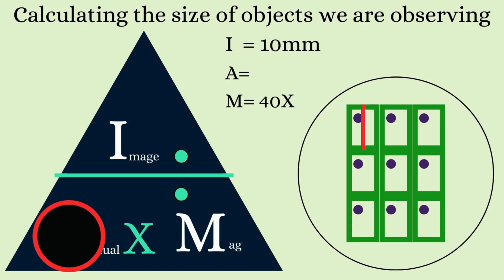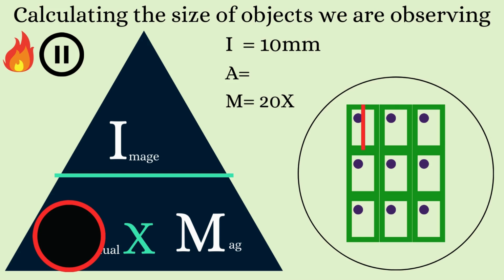Covering up what I want to find out now reveals the equation I can use. When using triangles like this, we work from the top down, and the middle line is a division. So in this case, I would do image divided by magnification, so 10 divided by 40. This gives me a specimen actual size of 0.25 millimeters.